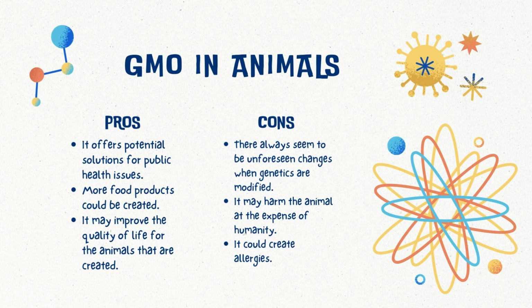The third one is it could create allergies. Genetically modified animals may provide more food and better nutrition, but the changes could also develop an allergic resistance for the food source. Over time, it may mean fewer people get fed because of the scientific alterations that have occurred.